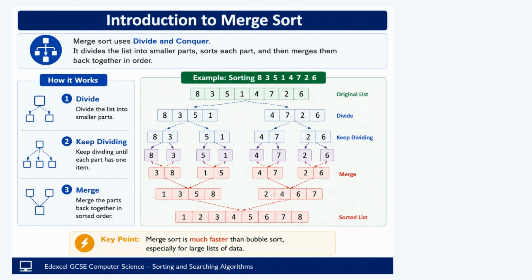Merge sort is a much faster sorting algorithm. First, the list is divided into smaller parts. Then, those parts are divided again and again until each list contains only one item. Finally, the small lists are merged back together in the correct order. Merge sort is much more efficient than bubble sort for large lists.